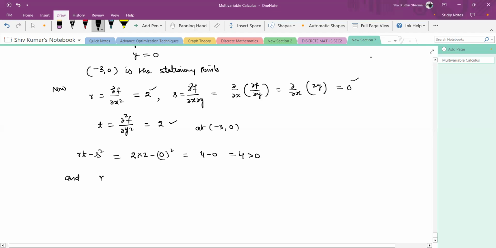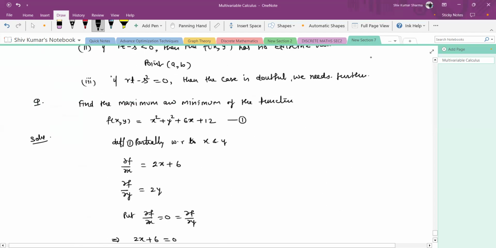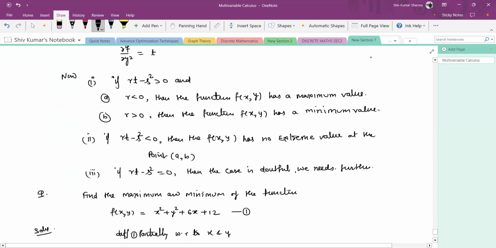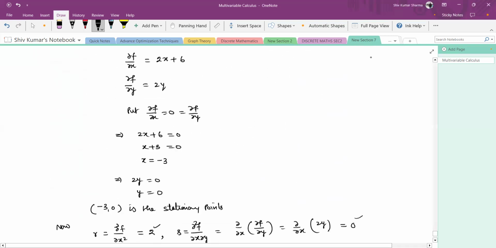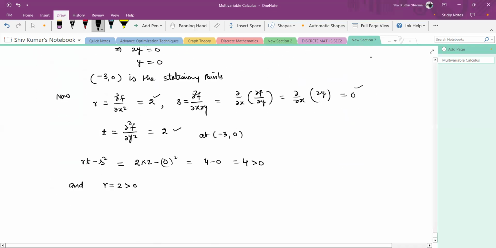And we see that r, what is r? r is equal to 2. So 2 means greater than 0. So when r is greater than 0, we have the first condition. When r is less than 0, the function has the maximum value. When r is greater than 0, the function has the minimum value. So here we have r greater than 0, the function has the minimum value.